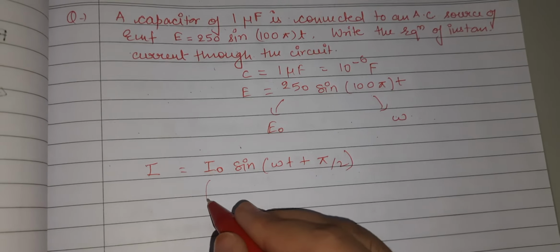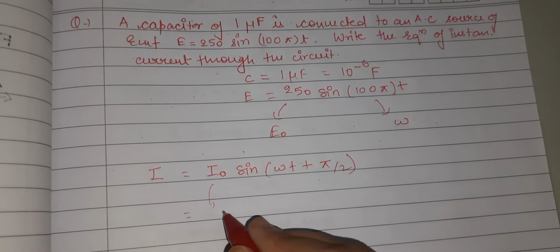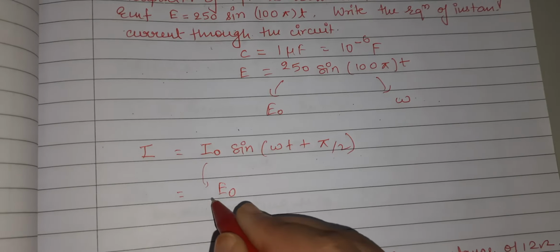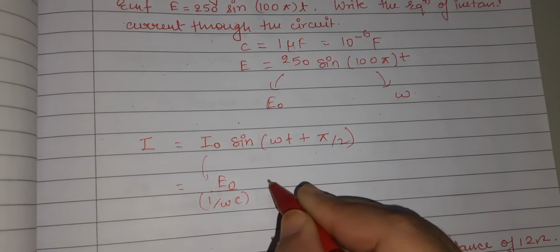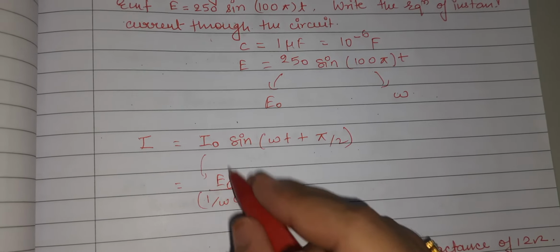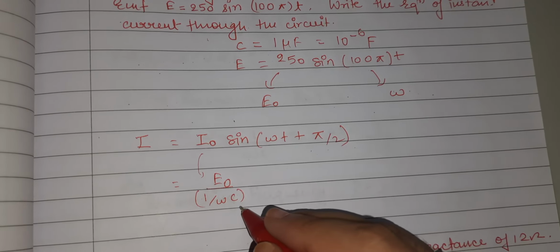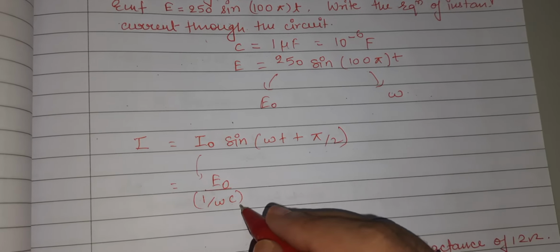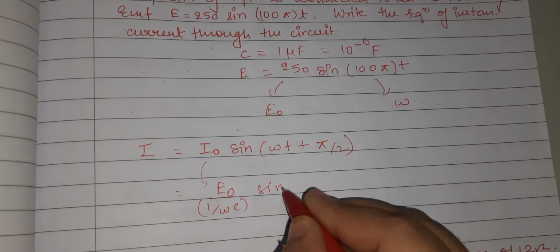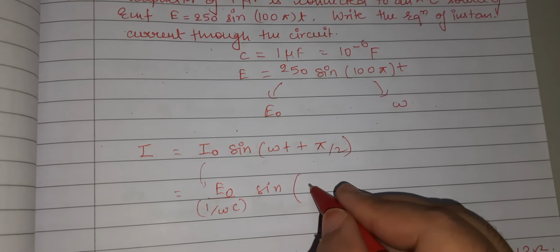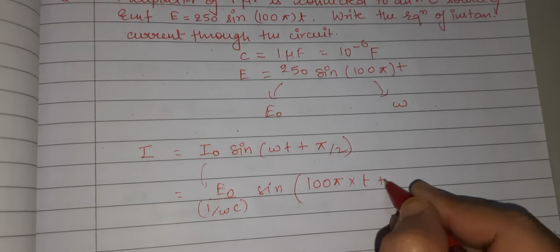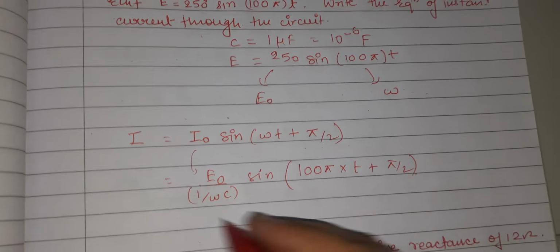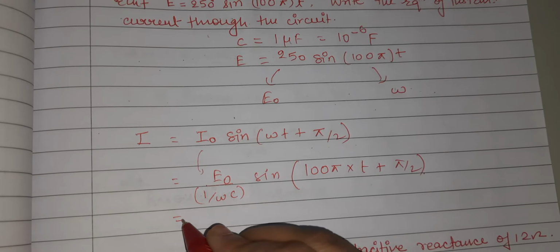So I naught can also be written as E naught upon 1 upon omega c, because we have to write down the reactance. What is I naught? I naught is equal to E naught upon capacitive reactance, and the rest of the things will remain as they are. Omega I can write as 100 pi, multiplied by t, plus phase angle of pi by 2.